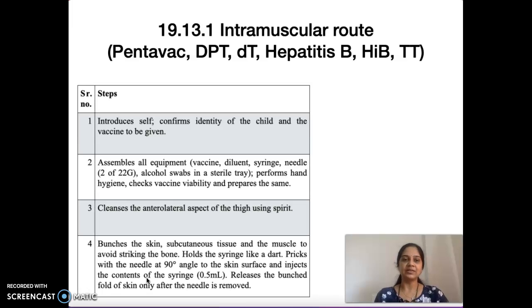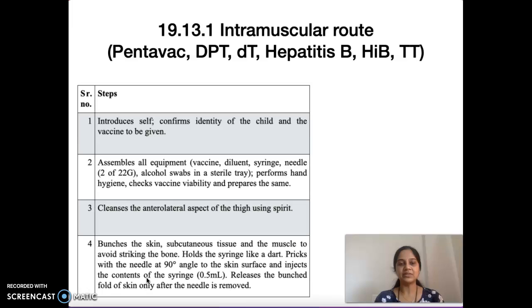Here, the learner has to introduce himself to the parents, confirm the identity of the child and then the vaccine which needs to be given. He will assemble all the equipments required for vaccination, which include vaccine, diluents, needles, syringes and alcohol swabs in a sterile tray. He would begin with doing a hand hygiene. He checks the vaccine viability and prepares the vaccine for administration.